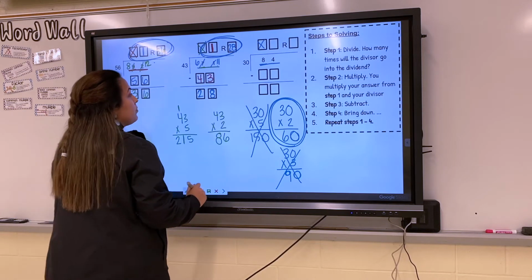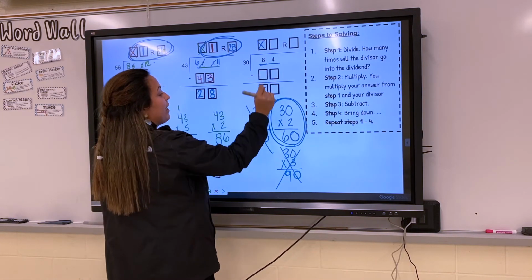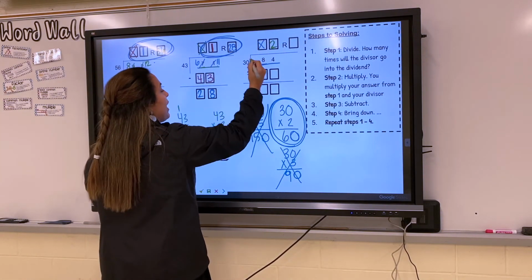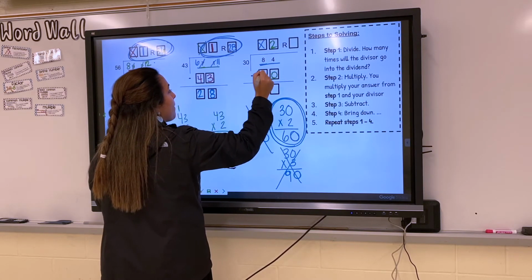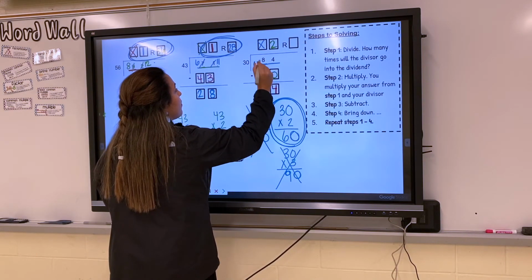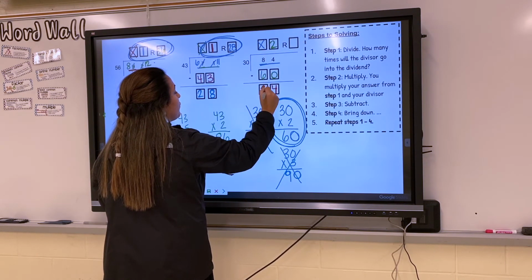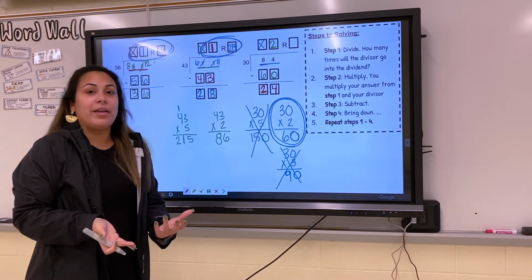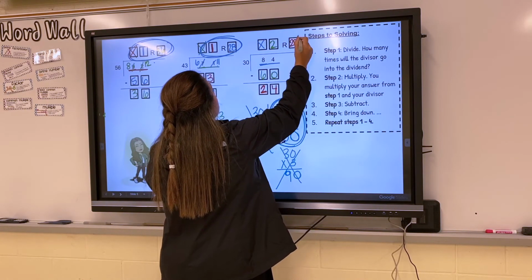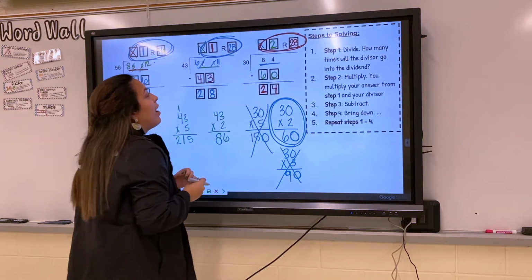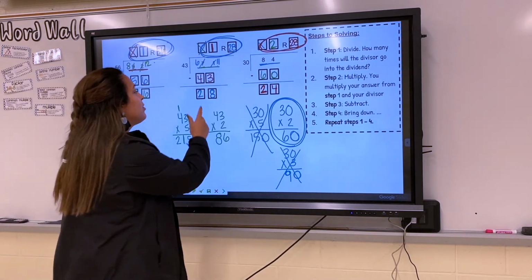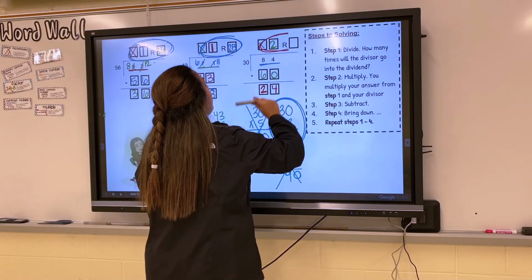So 30 can go into 84 2 times. 2 times 30 is 60. And then now I'm going to subtract. 4 minus 0 is 4. 8 minus 6 is 2. I'm done solving, but I need to finish my answer. So our remainder is 24. So our answer for 84 divided by 30 is not 28. I'm sorry, I was looking at the other problem. 2 remainder 24.